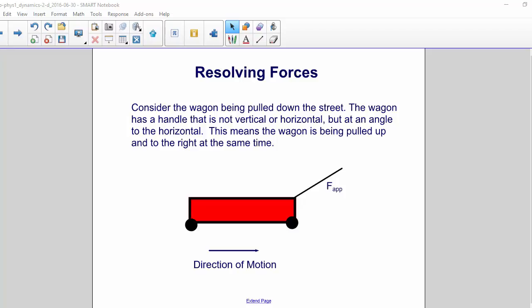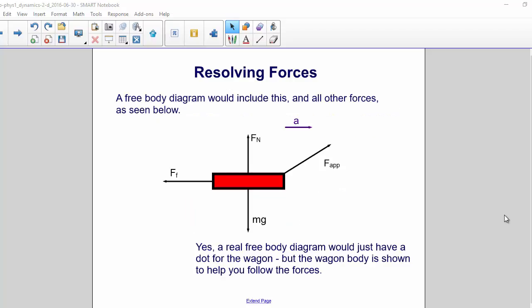Consider the wagon being pulled down the street. The wagon has a handle that's not vertical or horizontal, but at an angle to the horizontal. This means the wagon is being pulled up and to the right at the same time. A free body diagram would include this force applied and all other forces, as seen here.